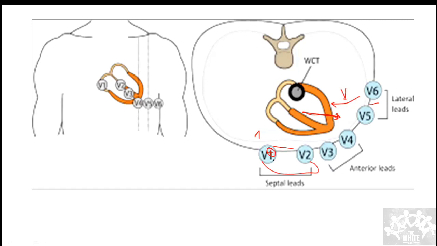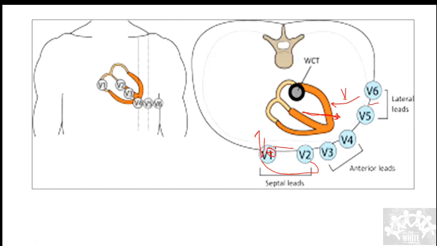What about V1 and V2 then? Very good. Everyone is correct. V5 and V6 are positive. Absolutely correct. What about V1 and V2? Now it is going to be negative in V1 and V2. Negative S wave. Yes, good. V1, V2, negative. Very good. Everyone has answered correctly. So this brings us to one more concept.